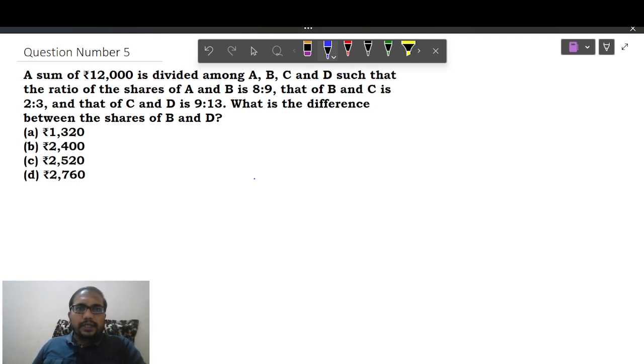Here A and B shares, B and C shares, C and D shares ratio is given. The sum of how much money is divided? 12,000 divided among A, B, C, D. That means A plus B plus C plus D, totally they are getting how much money? 12,000.